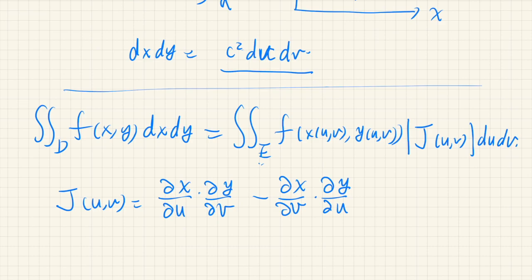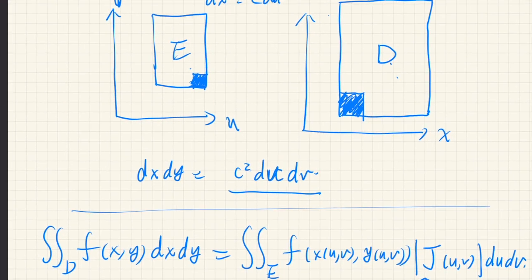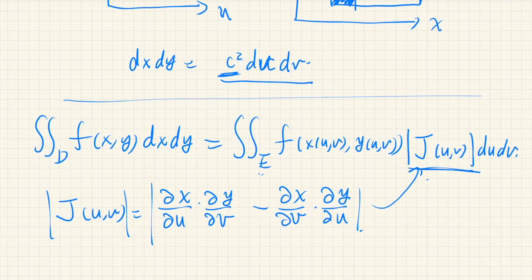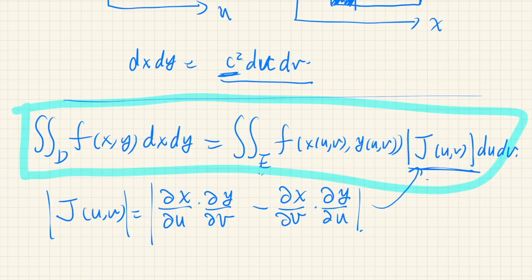Okay, so we take the absolute value of this, and that is this one. So instead of c squared in the previous case, in general, it becomes the absolute value of the Jacobian. This is actually a theorem that should be proved, but the proof is a bit too complicated, so I will skip it. Instead, I will try to explain the intuitive meaning of this equality.